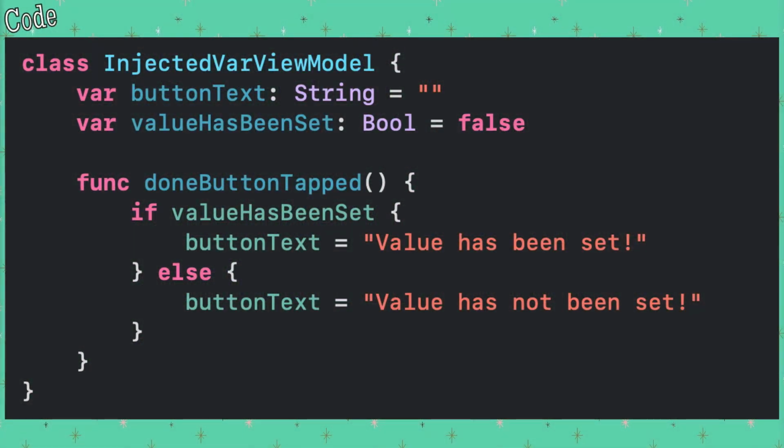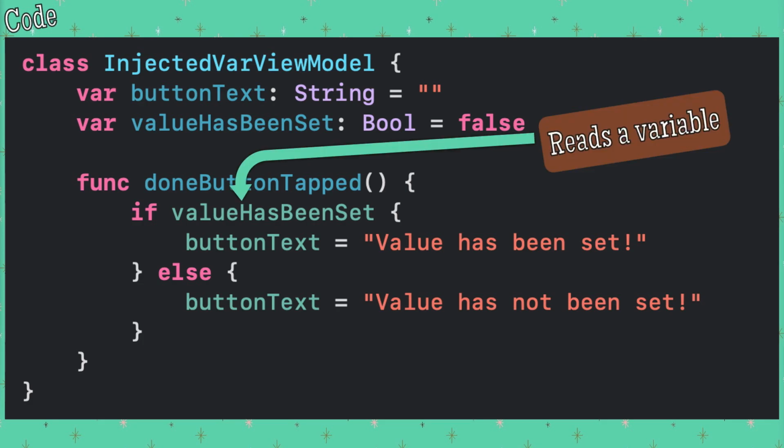The done button tapped method has an if statement creating a testing branch. It reads the variable for value has been set, and depending on the true-false value, it sets the button text variable to a different string.